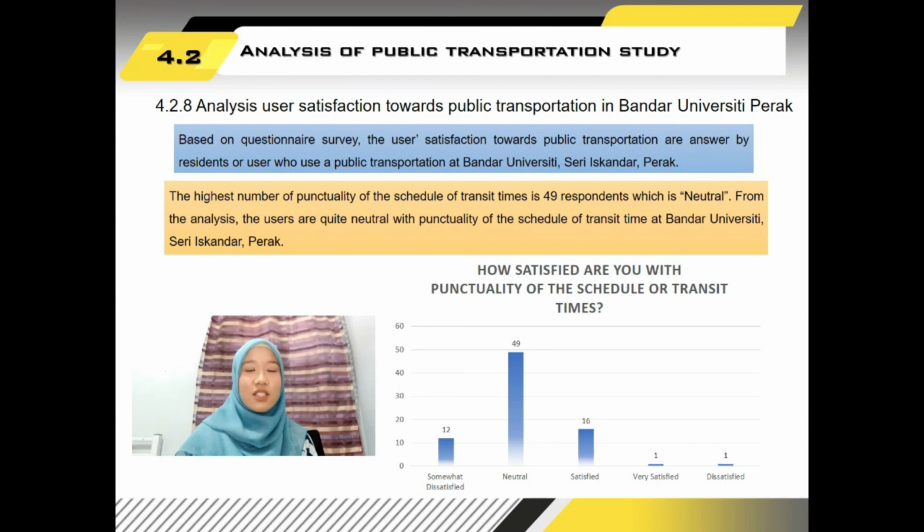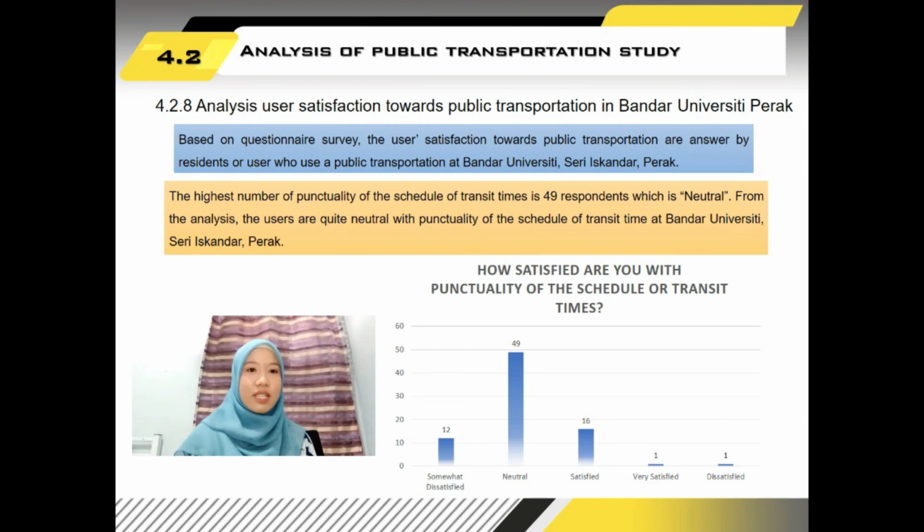Analysis of user satisfaction towards public transportation in Bandar University Seri Iskandar Perak. Based on the questionnaire survey, the user satisfaction towards public transportation was answered by residents and users who use public transportation at Bandar University Seri Iskandar Perak.